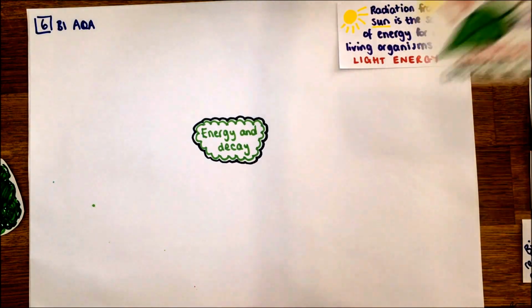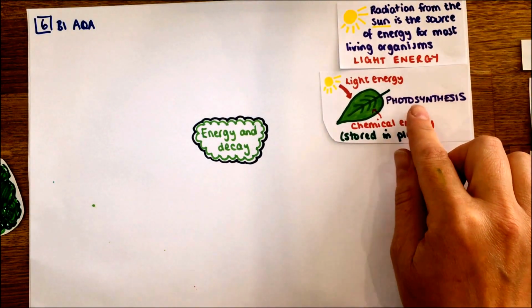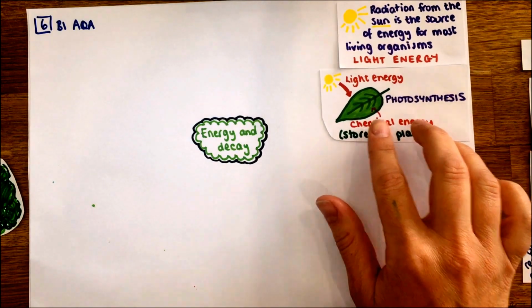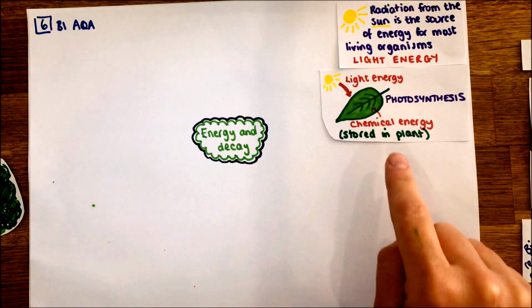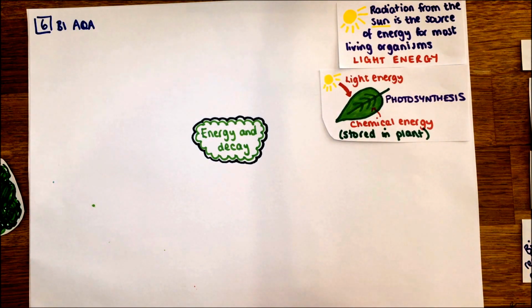Okay, that then is taken in by the plant. A green plant contains chlorophyll, in a process called photosynthesis, and that produces chemical energy which is then stored in the cells of the plant. Okay, and that forms what's called biomass. That's how the plants start to grow.